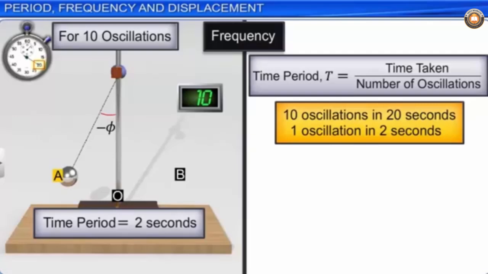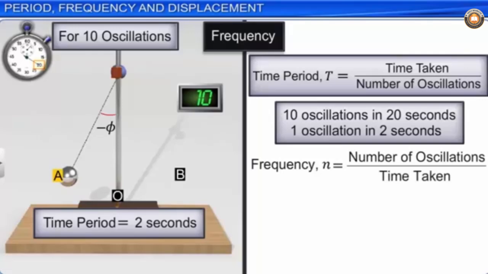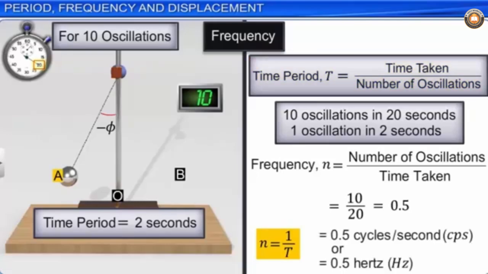Here, frequency n will be equal to the number of oscillations divided by the time taken, which on substitution gives the value 0.5. Therefore, frequency n is equal to the reciprocal of time period T. Frequency is measured in cycles per second, or Hertz, and is denoted by the letters Hz. Named after the scientist Heinrich Rudolf Hertz.